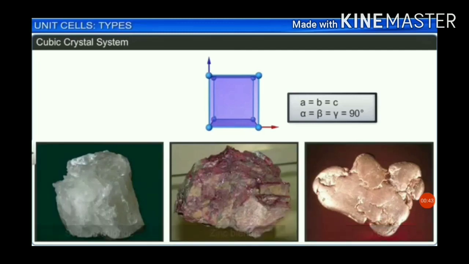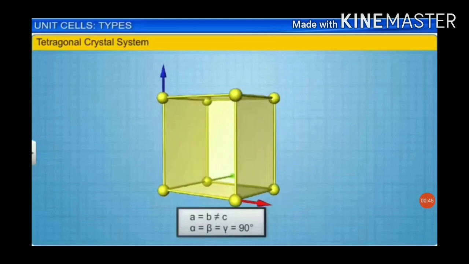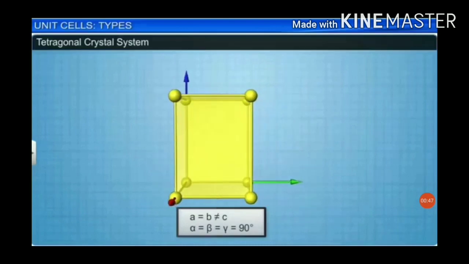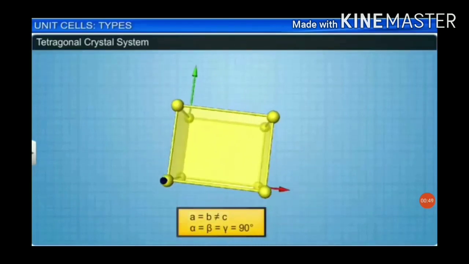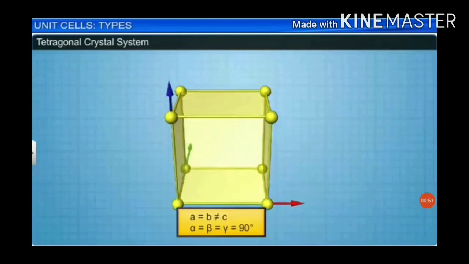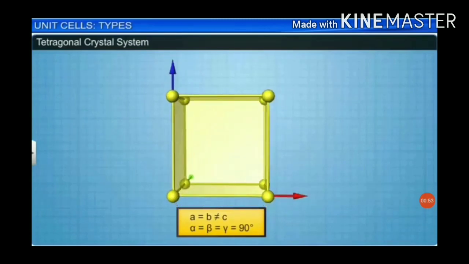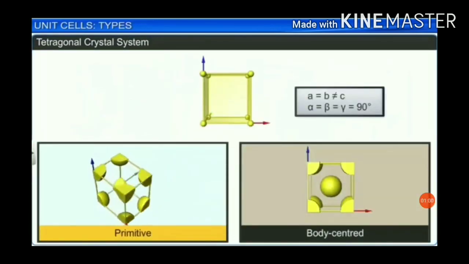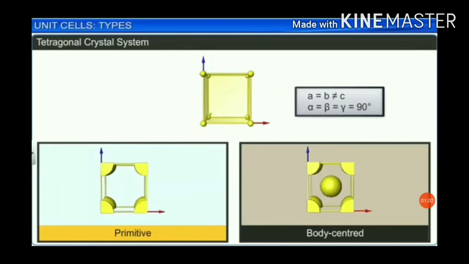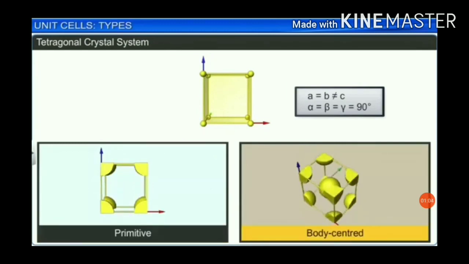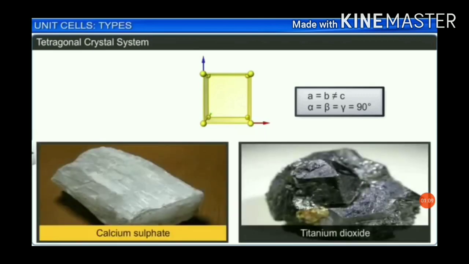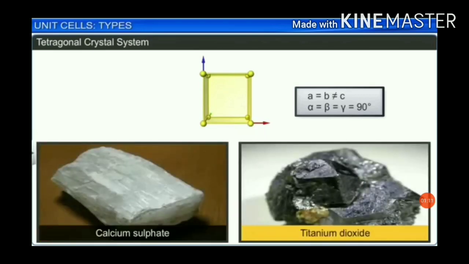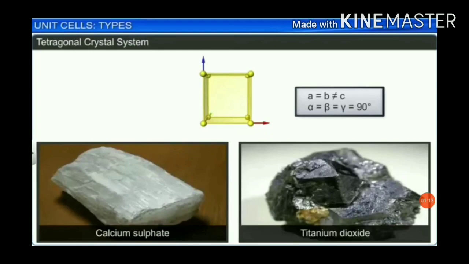The second crystal system is the tetragonal crystal system. In this, a equals b, which is not equal to c, and alpha equals beta equals gamma equals 90 degrees. The possible variations are primitive and body-centered. That means these 2 versions are seen in nature. Tetragonal system, 2 versions. Examples: calcium sulfate and titanium dioxide.